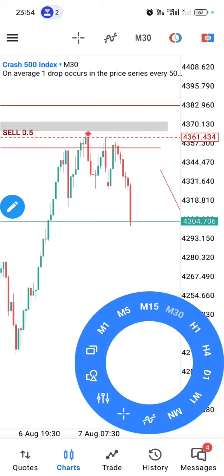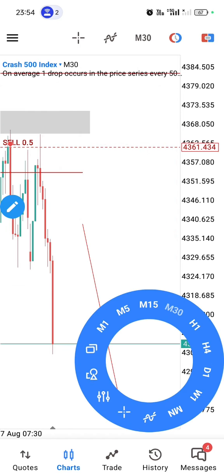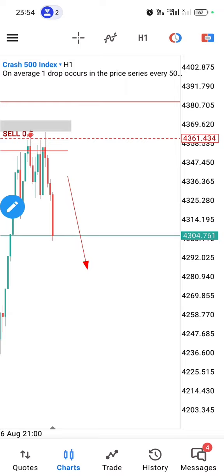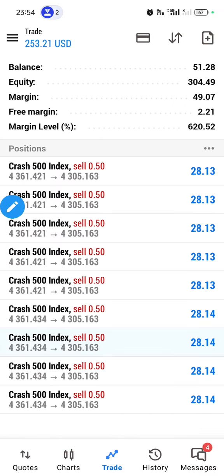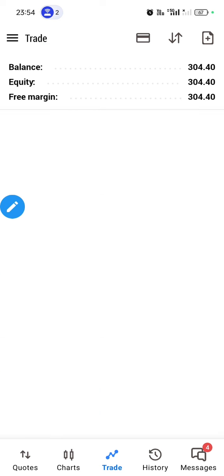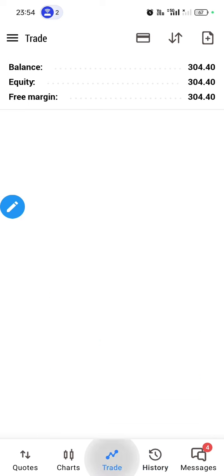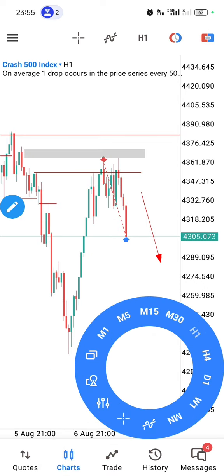It had to keep on dropping down because there was a huge fair value gap, but I had reached my profit target. So I was in a dilemma between closing because of profit target or closing because of reaching our POI. But yeah, I chose to close at 300 USD.